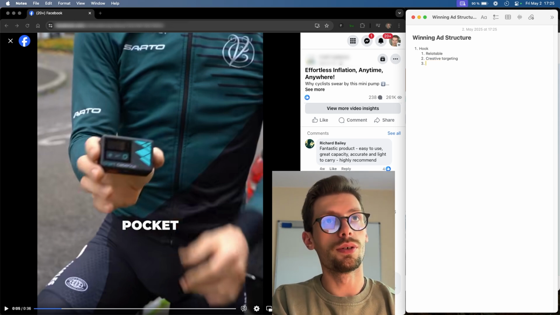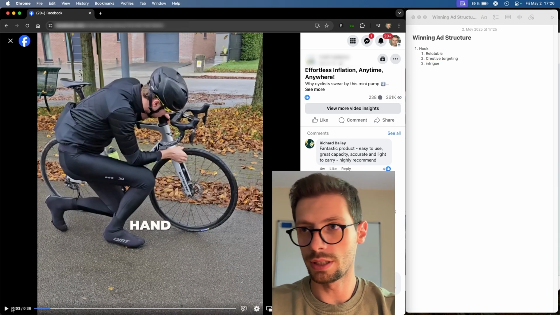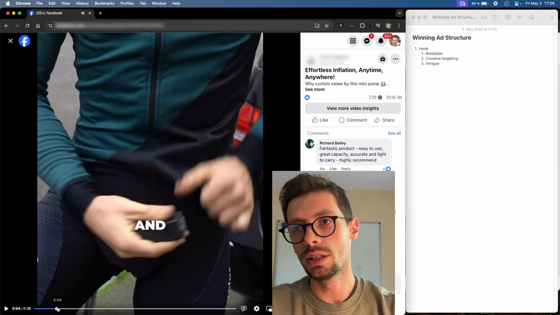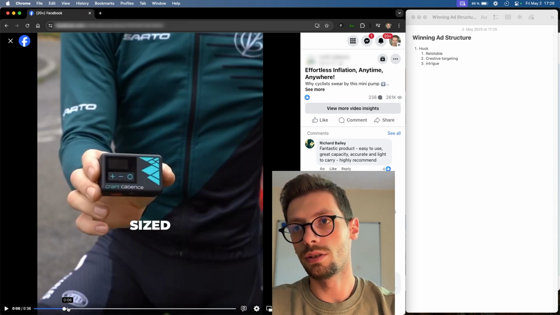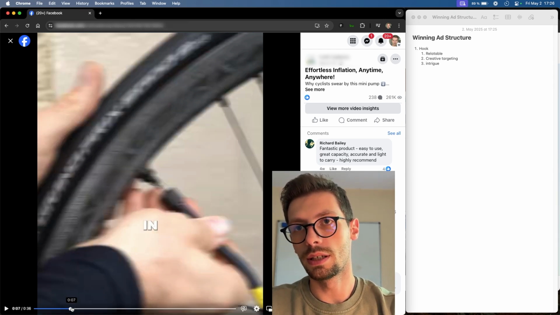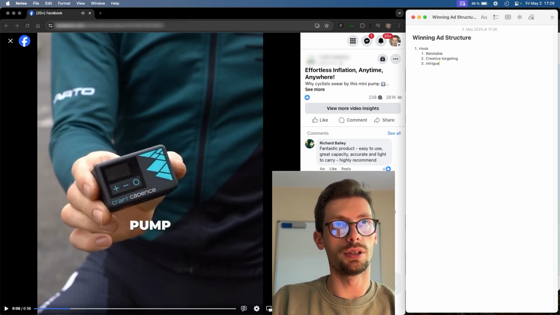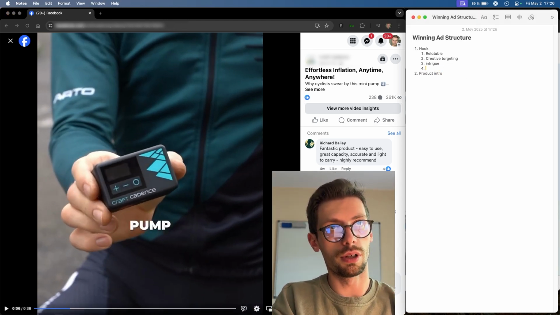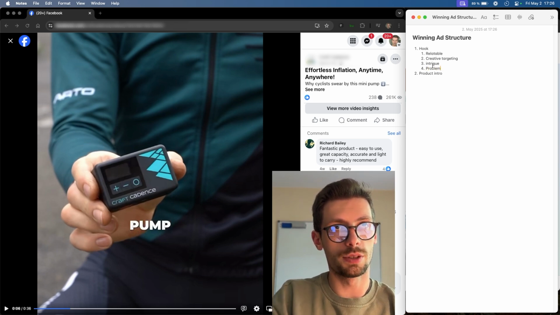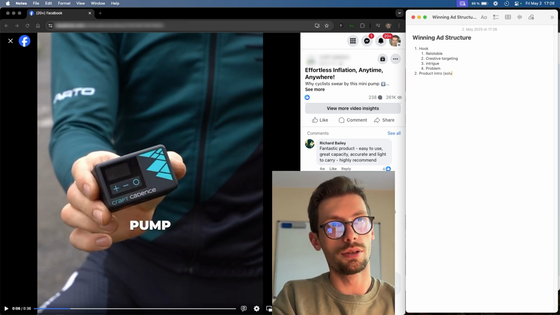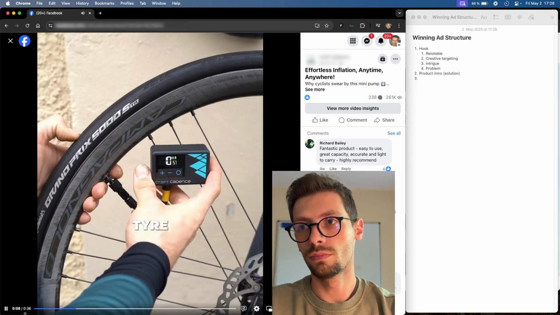Then we also have intrigue, because we say here, "I just laughed," and you wonder why, and then you keep watching, and then you have this pocket-sized electric mini pump. So this is already the product intro. By the way, in the hook we also have the problem, right? So the whole hook is a problem, and then we have the product intro, which is the solution. "In less than a minute, his tire was fully inflated."